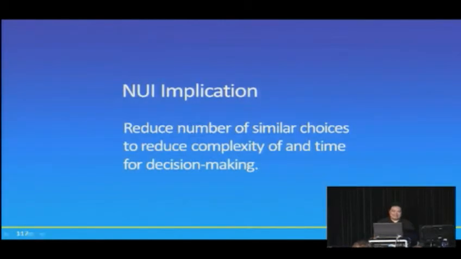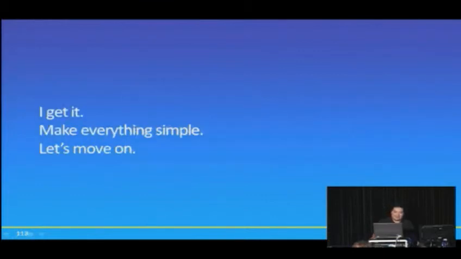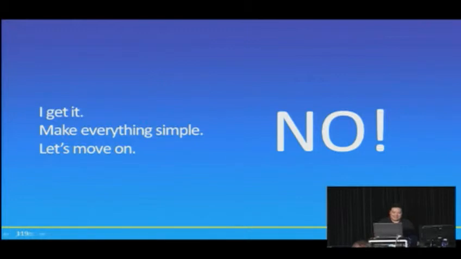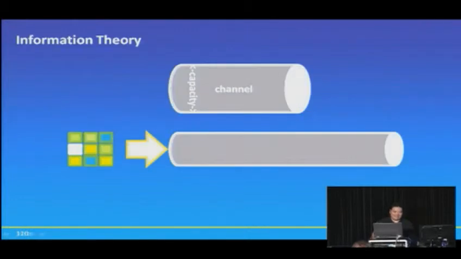But the implication is basically this: you reduce the number of similar choices to reduce complexity and time for decision making. This goes back to that difference we found about the number of possible choices at any given moment and increasing the frequency that a user interacts with the system. So you're probably thinking, yes, I get it, make everything simple, let's move on. No, we can't move on. I have to give a little visual representation of what this means.